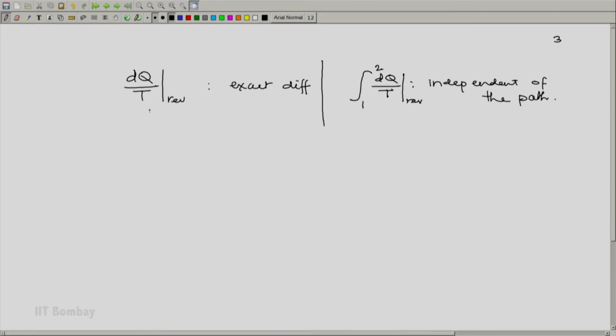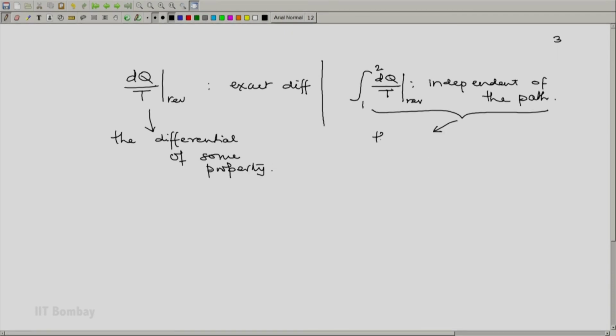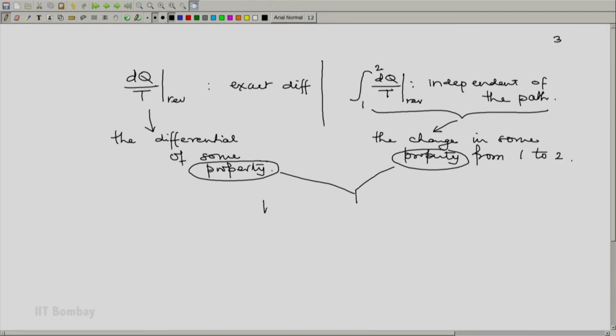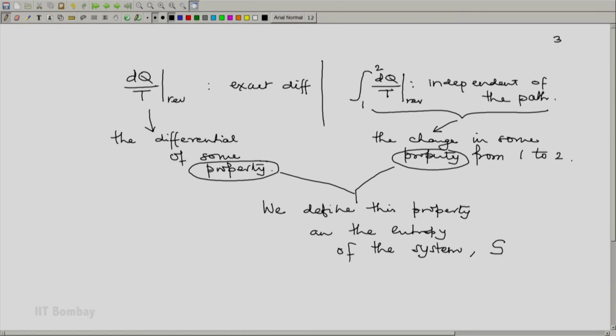That means this should represent the differential of some property, or this would represent the change in some property from state 1 to state 2. This property, which is the same property, we define as the entropy of the system and give it a symbol S.